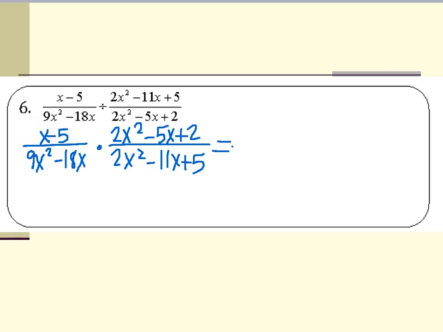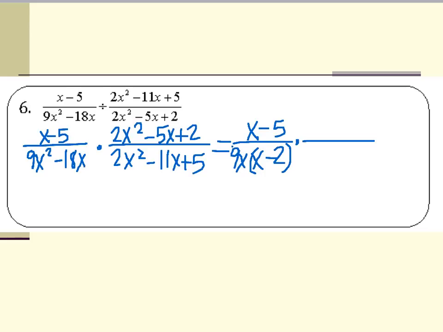Now let's do a little factoring. This top we can't factor, so we'll keep it the same. The bottom we can take a 9x out of both terms. So my top stays x minus 5. On my bottom I'm going to take a 9x out of both terms. This first term, 9x squared divided by 9x, will just leave me with a plain x. And the second term, 18x, if I divide that by 9x, that would leave me with just a 2. So I have 9x times the quantity x minus 2 times, okay, let's factor our top and bottom here.